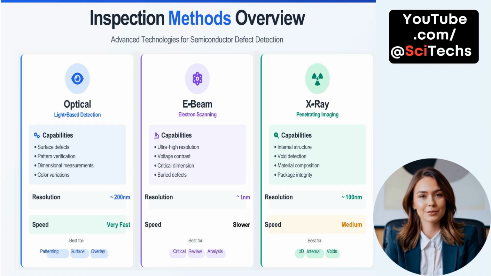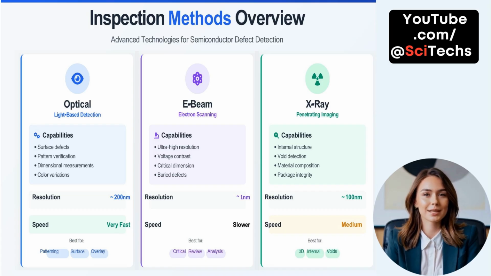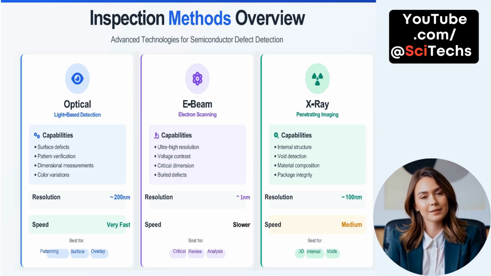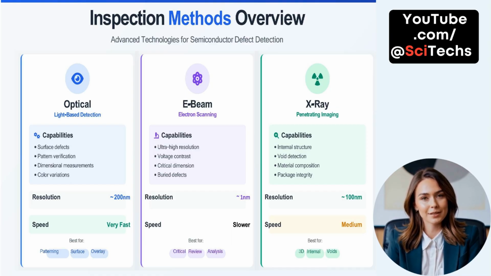E-beam is especially effective for detecting critical dimensions, voltage contrast, and buried defects that cannot be seen optically. It excels in critical review and analysis phases, where detail matters more than speed. X-ray inspection provides penetrating imaging, useful for non-destructive analysis of internal features. It detects voids, analyzes material composition, and evaluates package integrity.